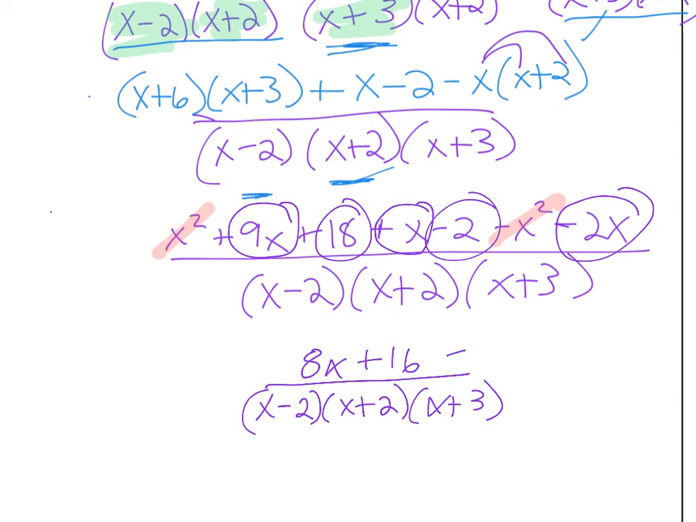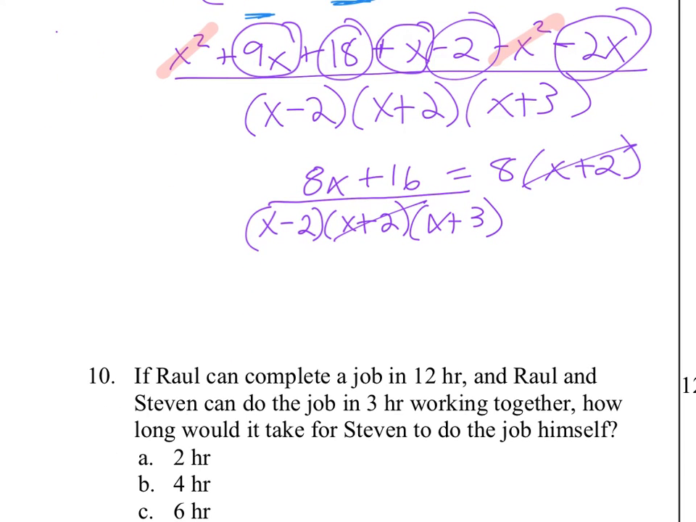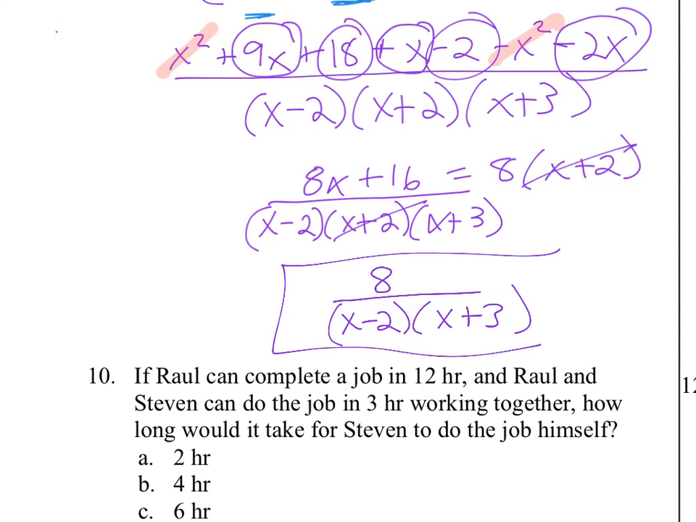All right, but this, I can factor out the 8, and I have x plus 2 left. So I'm going to be able to cross out the x plus 2. So my final answer is going to be 8 over x minus 2, x plus 3. So that's my final answer.